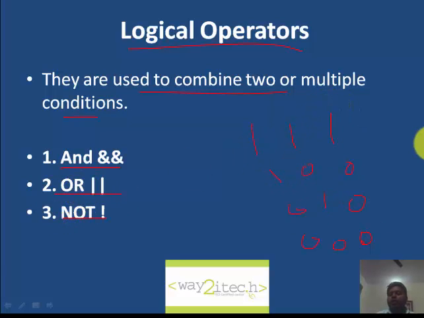Similarly, for OR, what will be the truth table? For OR we will be getting 1 1 1. If any of the inputs is 1, we will be getting 1. If all the inputs are 0, we will be getting 0. NOT means we have to reverse. NOT of 1 is 0, NOT of 0 is 1.